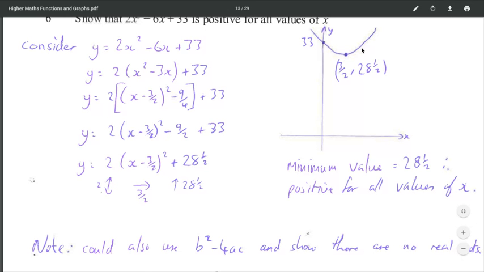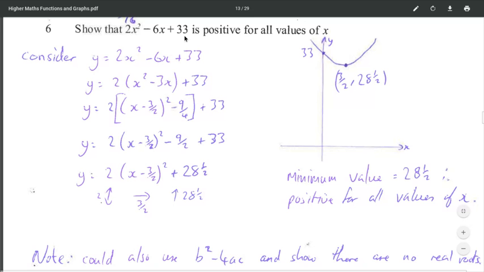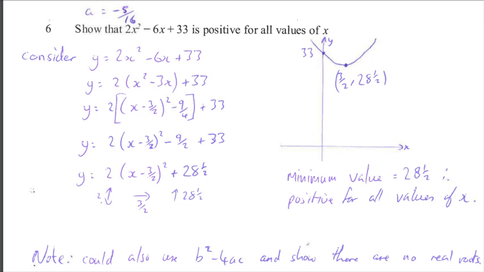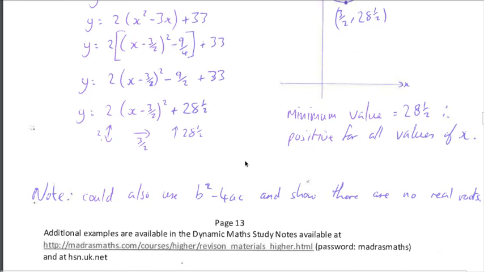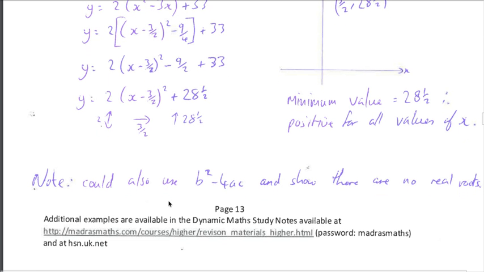So if we make a little sketch of that graph, the question is saying show that 2x squared minus 6x plus 33 is positive for all values of x. Well, it is always going to give a positive answer. The minimum value would be 28.5, which happens when x is 3 over 2. For any other value of x, you're going to get a higher value than that. So therefore, it's positive for all values of x. We could have used b squared minus 4ac, but I'm just showing you how to do it by sketching a parabola.